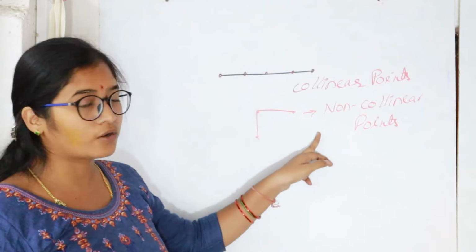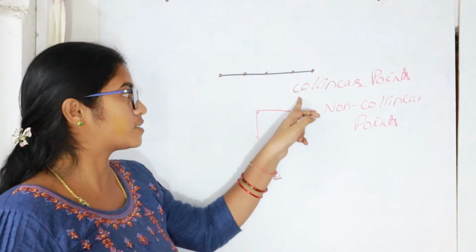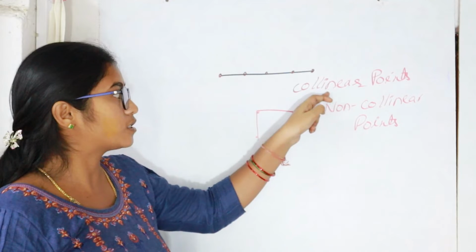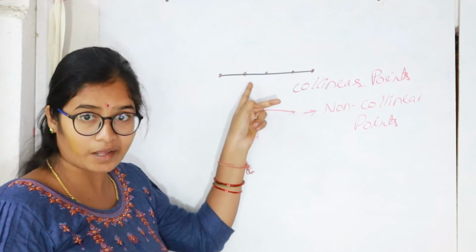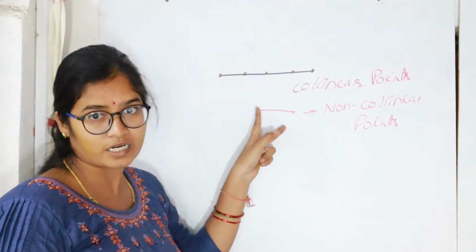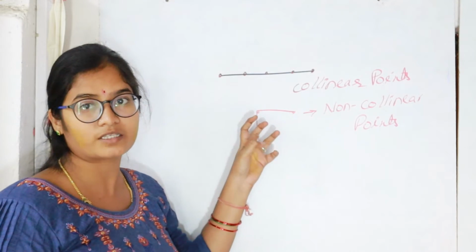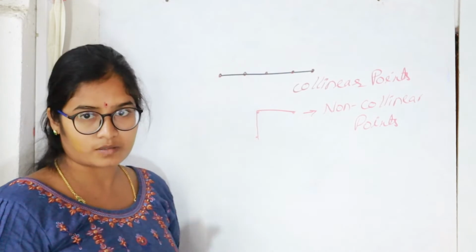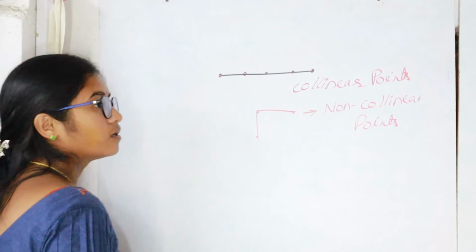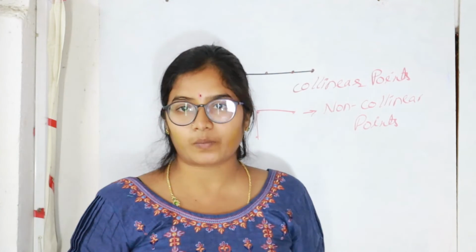Okay, non-collinear points. It is a collinear point and it is a non-collinear point. Collinear points means these points lie on a straight line. Non-collinear points don't lie on a straight line. They exist in space in various positions. Okay, and after that we will discuss complementary and supplementary angles.